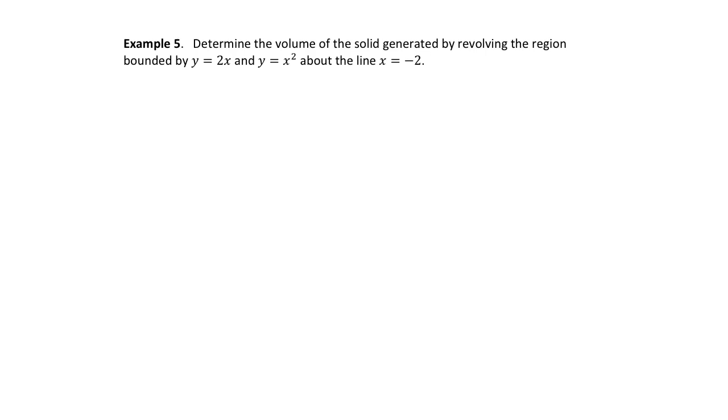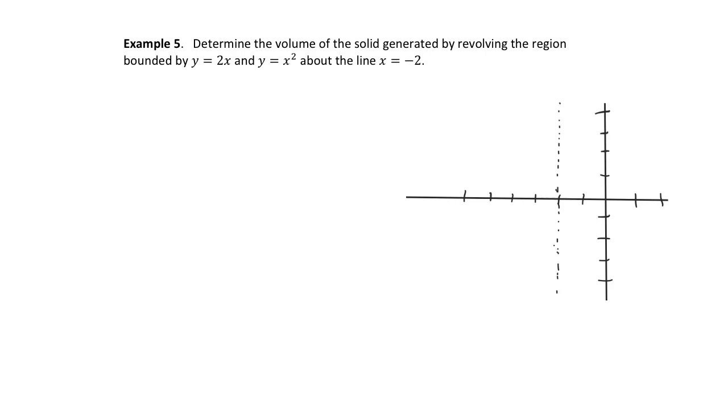Our last example is quite a sophisticated example. Okay, so let's take a peek at it. We have, once again, we're going to take a solid. We're going to take that region and we're going to revolve it, this time about the line x equals negative 2. Okay, so this is going to be a little bit more challenging. Our region is the region bounded by y equals 2x and y equals x squared. So let's get to business here.